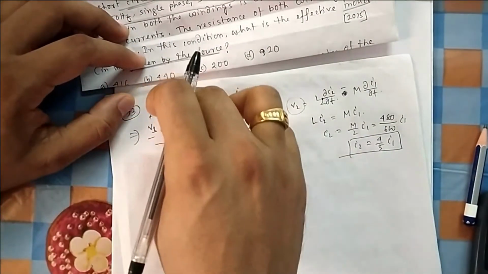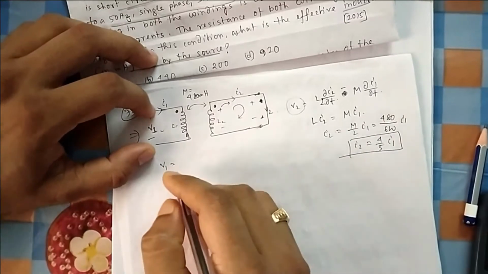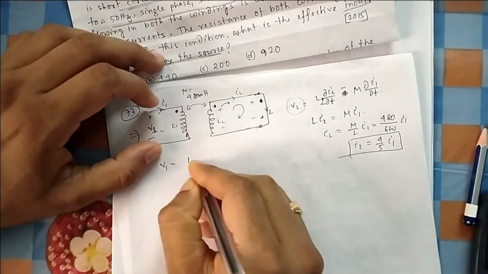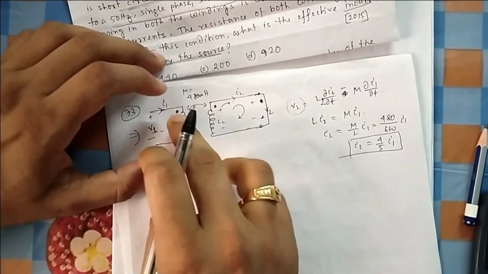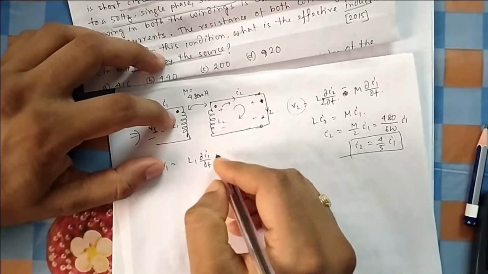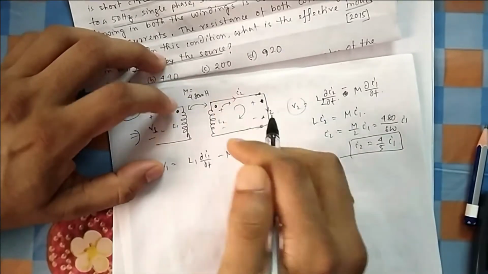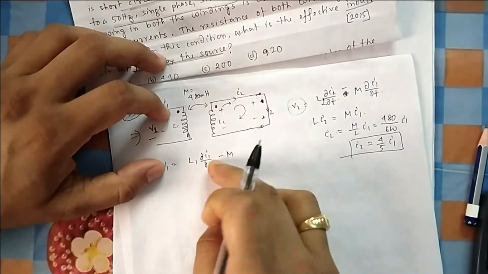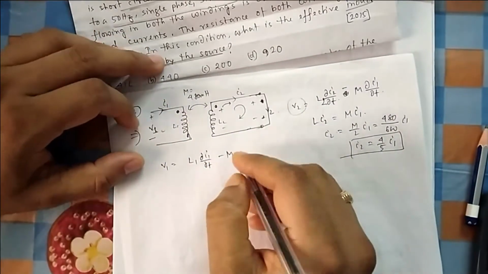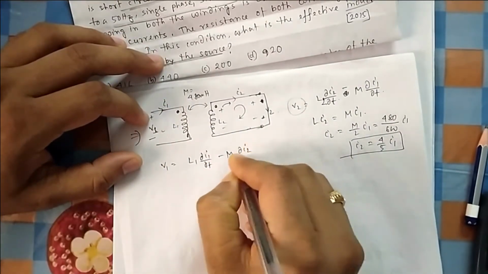So here also this voltage will be equal to this voltage. So this voltage V1 is equal to L1 di1/dt. And again due to mutual inductance, there will be a voltage due to this I2. Because I have considered I2 in this way. In some books they will consider I2 that way. Then in that case it will be positive, so it will be di2/dt.